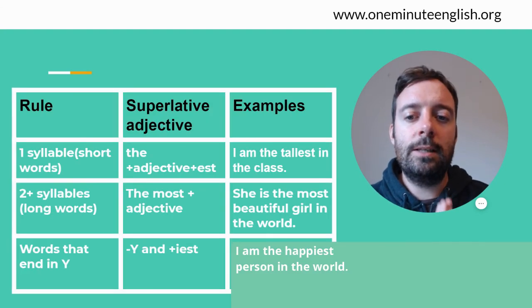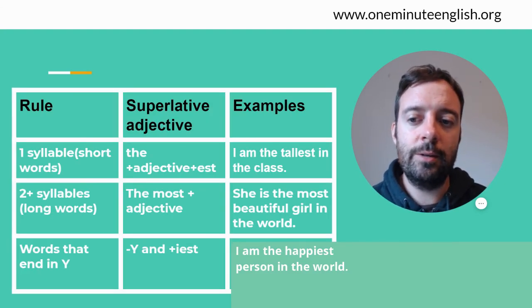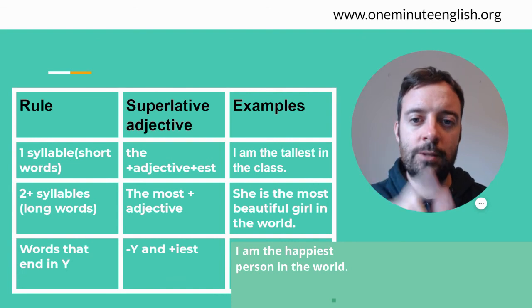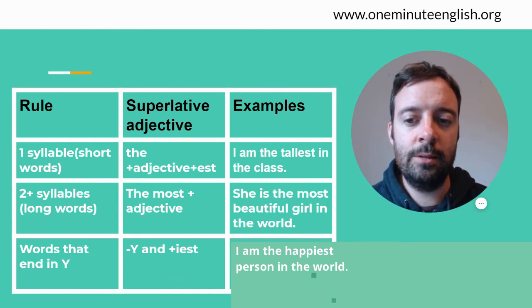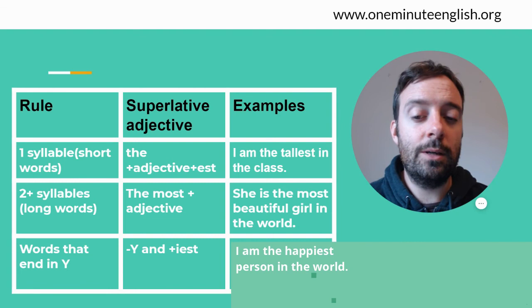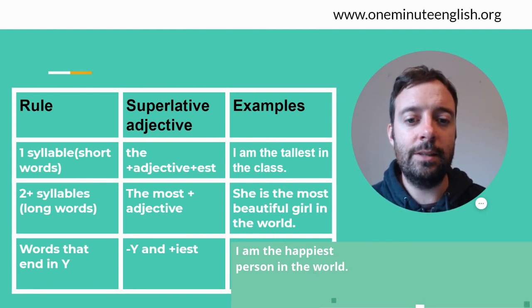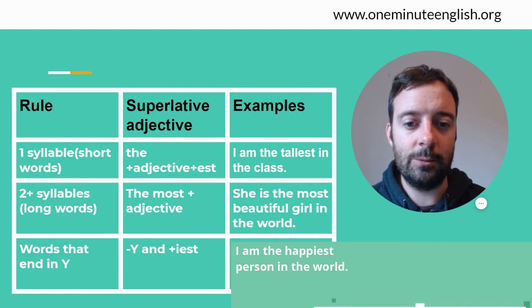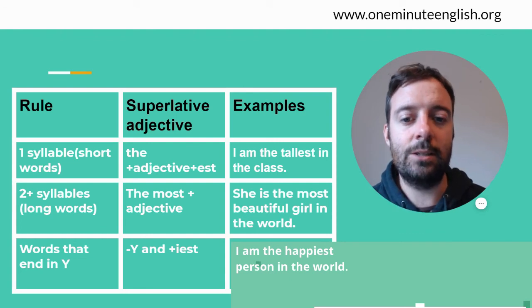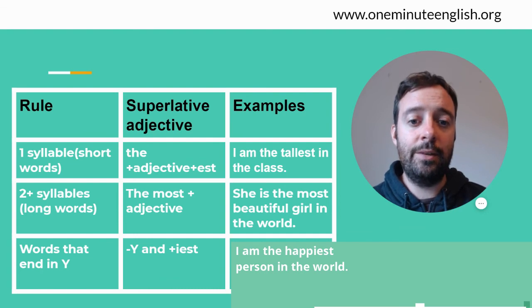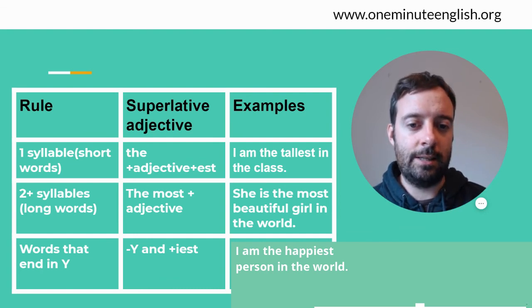Okay, so let's look at the table here. You can see that it's similar to comparative adjectives, just a little bit different. If the word is short and it's one syllable, then we use adjective plus est. So I am the tallest in the class. We add est to tall. If it's short, for example, then you say I am the shortest in the class.